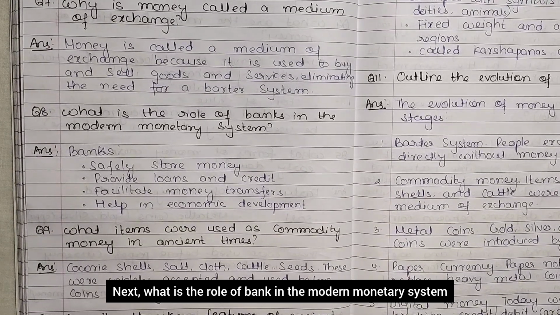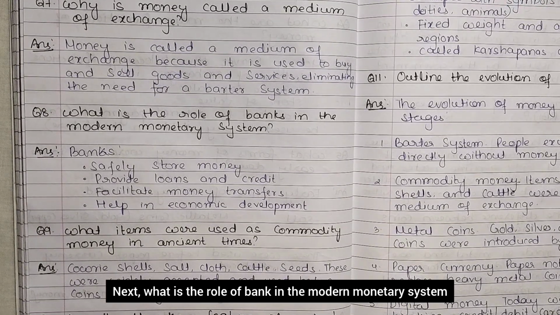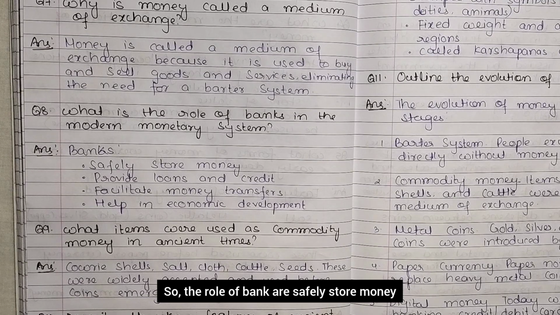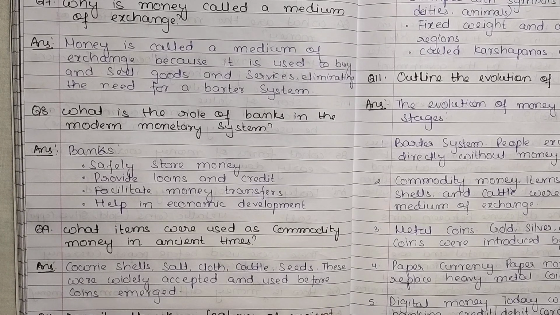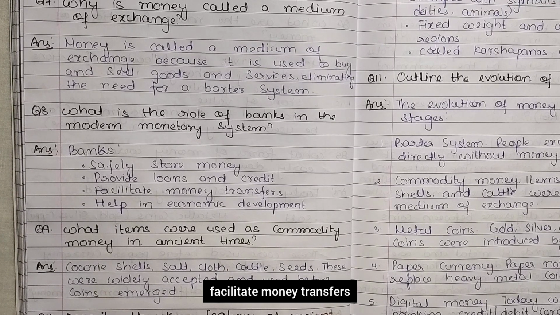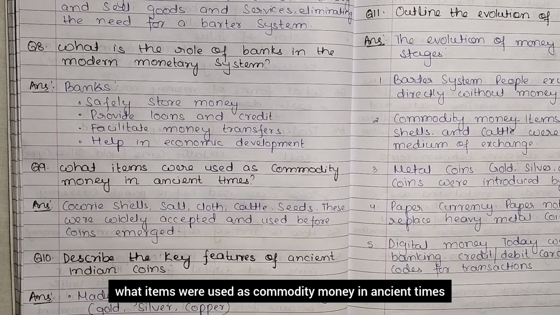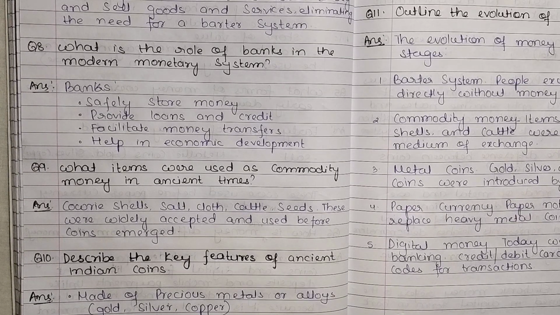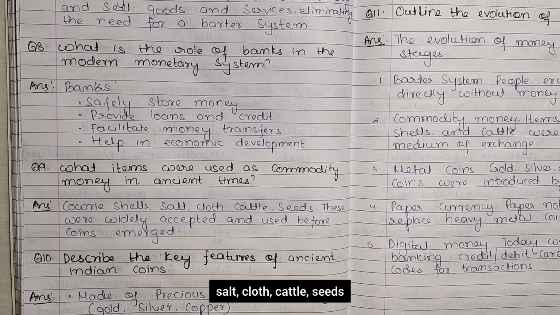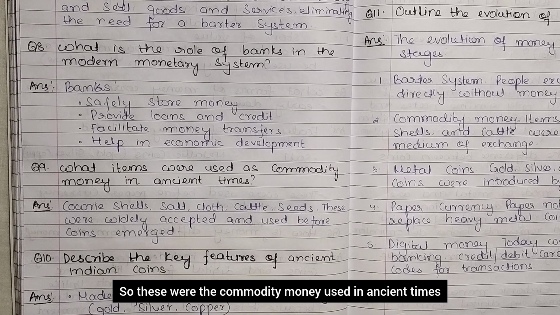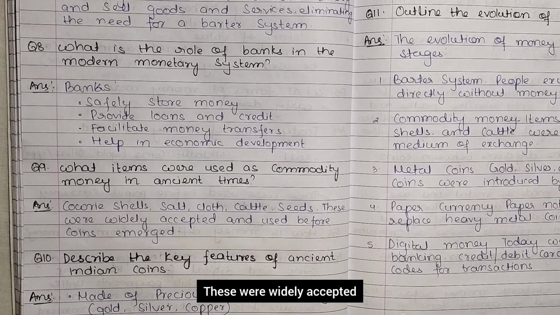Next, what is the role of bank in the modern monetary system? So the role of bank are safely store money, provide loans and credit, facilitate money transfers and help in economic development. Next question. What items were used as commodity money in ancient times? Cowrie shells, salt, cloth, cattle, seeds. So these were the commodity money used in ancient times. These were widely accepted and used before coins emerged.